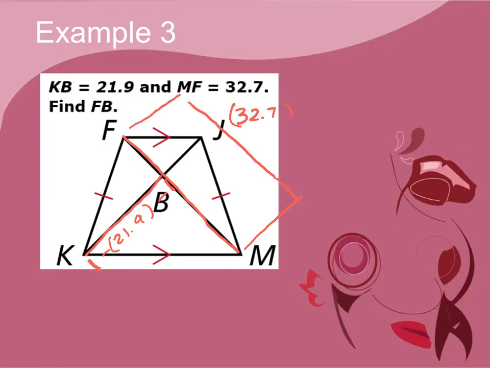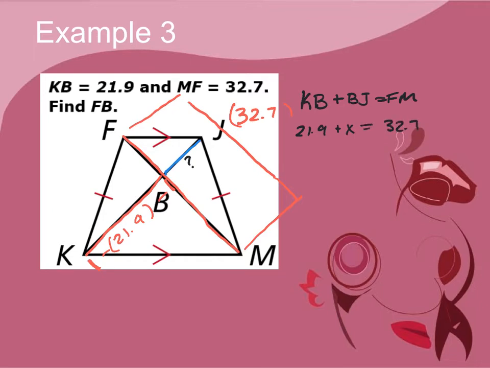Okay? So since we have one full diagonal and then a part of it, they're asking for the other part, which is FB, which if we look at the other diagonal, it's also BJ. So we could do 32.7 minus 21.9. Let me just set that up as an equation. If I took KB and I added BJ, I would get FM. So KB is 21.9 and BJ I don't know, and FM is 32.7.